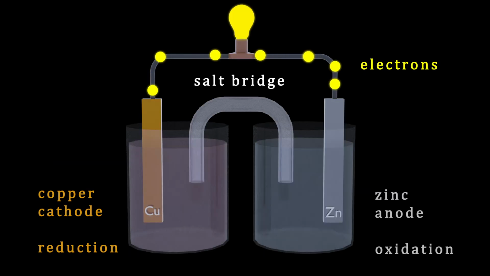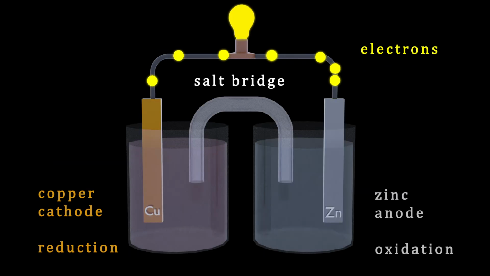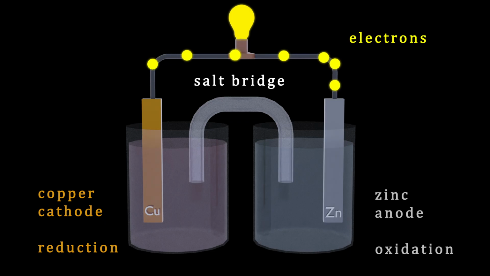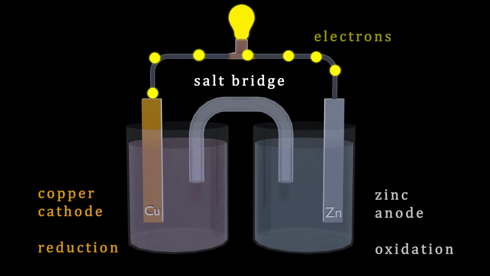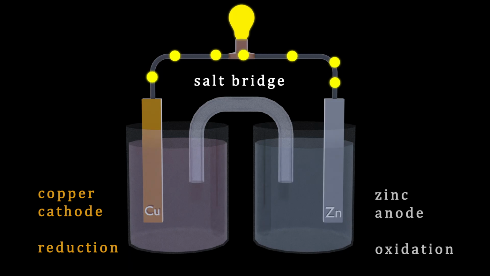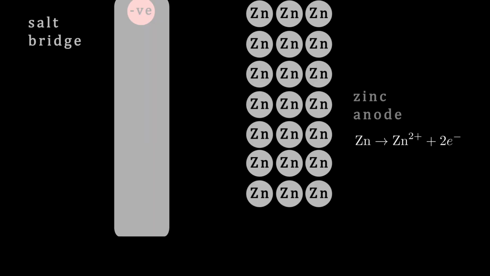Galvanic or voltaic cells are simply reactions that are naturally spontaneous. In the zinc anode, zinc metal loses 2 electrons and becomes zinc 2+. Negative ions from the salt bridge flow in to balance the charge.